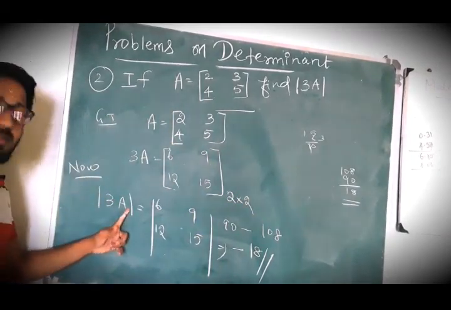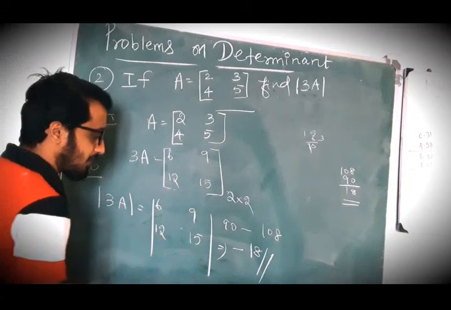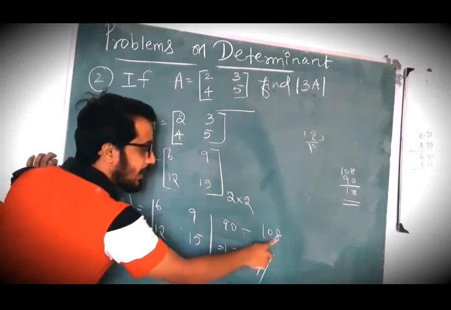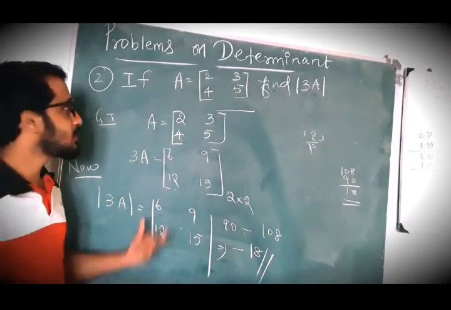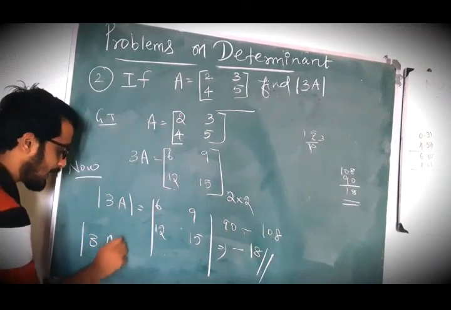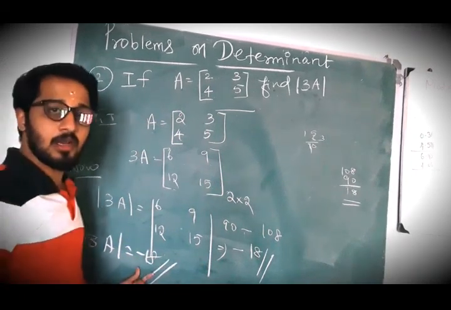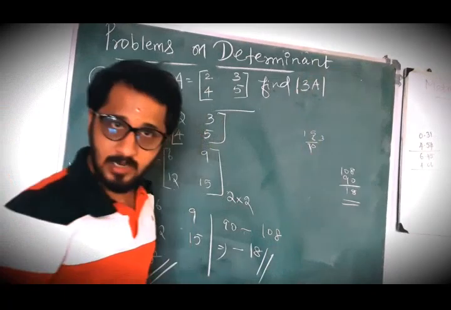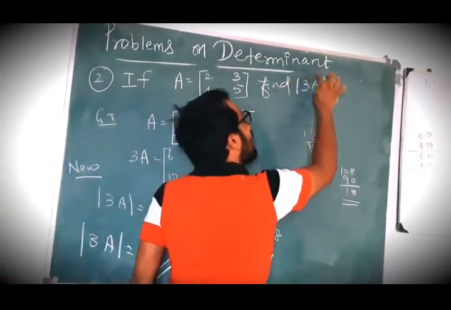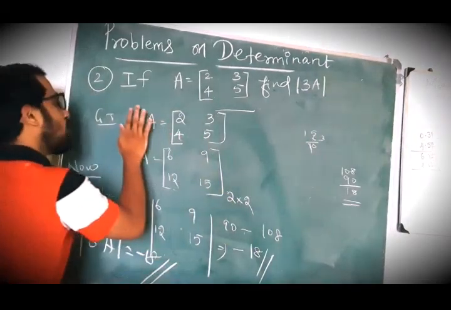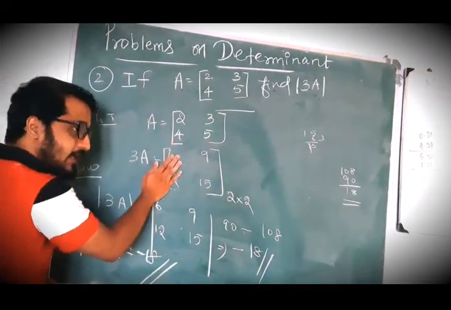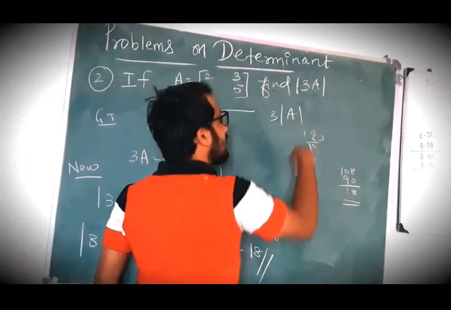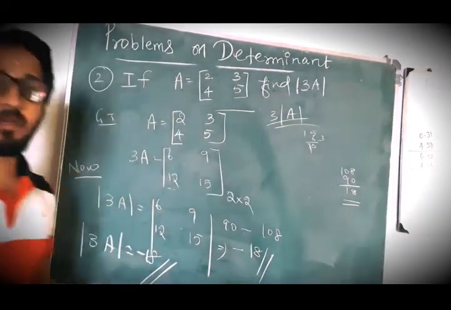Now, determinant 3A is nothing but determinant 6, 9, 12, 15. 15 into 6 is 90. Minus 12 into 9, 108. 90 minus 108 is minus 18. So determinant 3A is equal to minus 18. Is it clear to everyone? So inside the determinant, if you have scalar multiplication, first you have to do the scalar multiplication of the matrix, then after that find the determinant. Don't take 3 outside, then determinant. Don't do it like this. Is it clear?